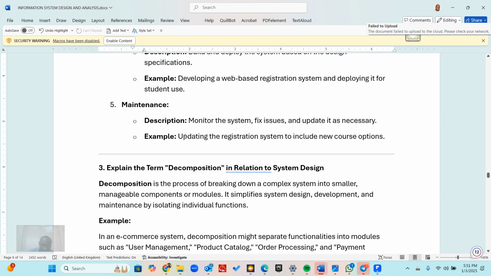Then maintenance. The system needs to be monitored. So you monitor the system, fix issues, and make updates as necessary. Example, updating the registration system to include new courses and options.